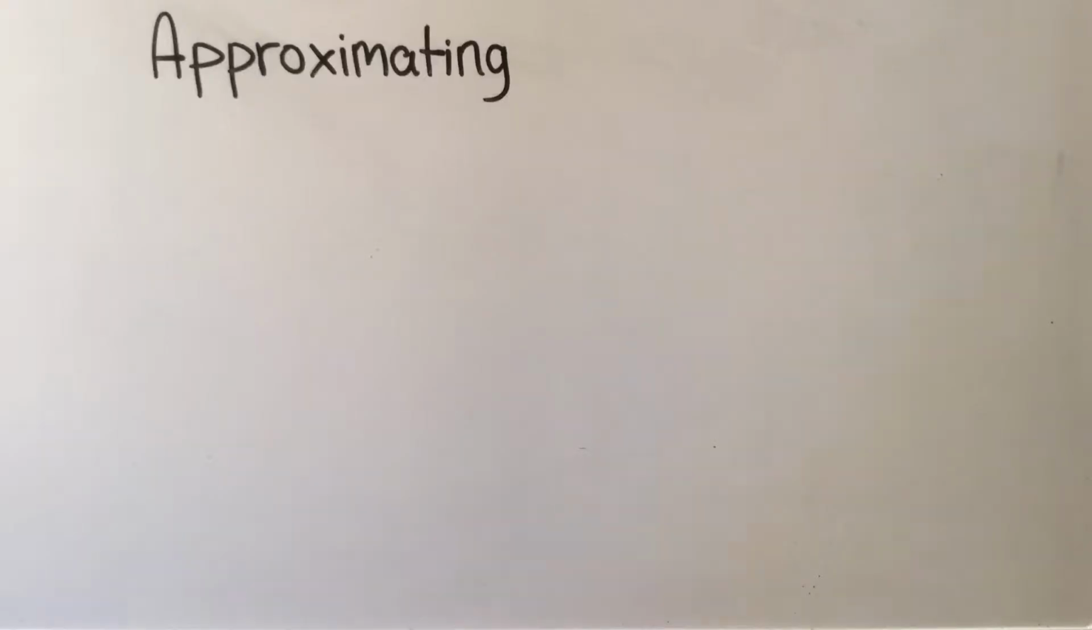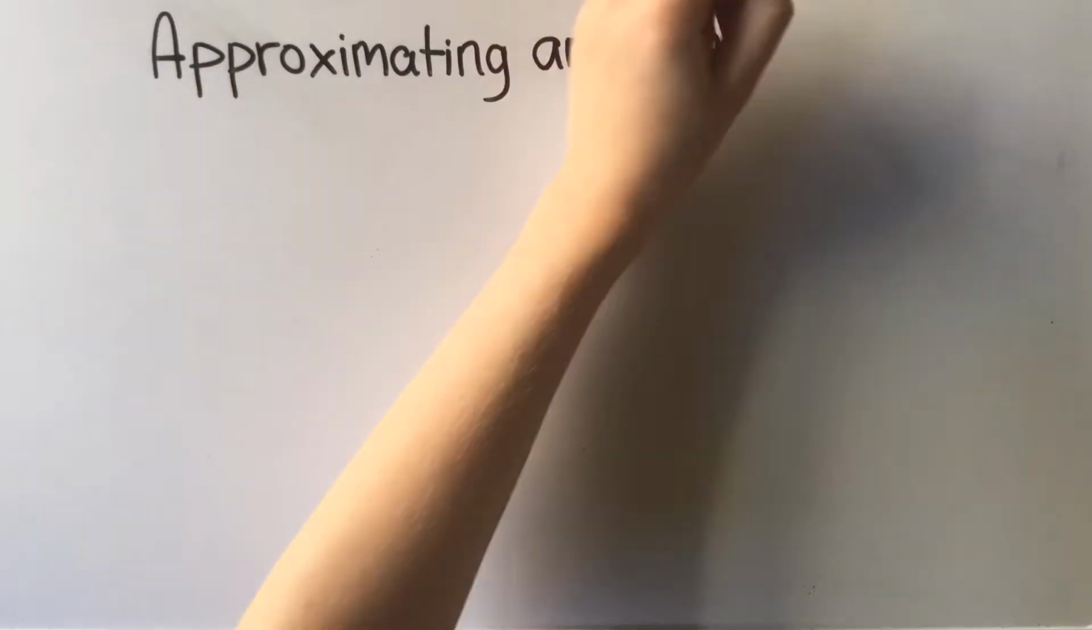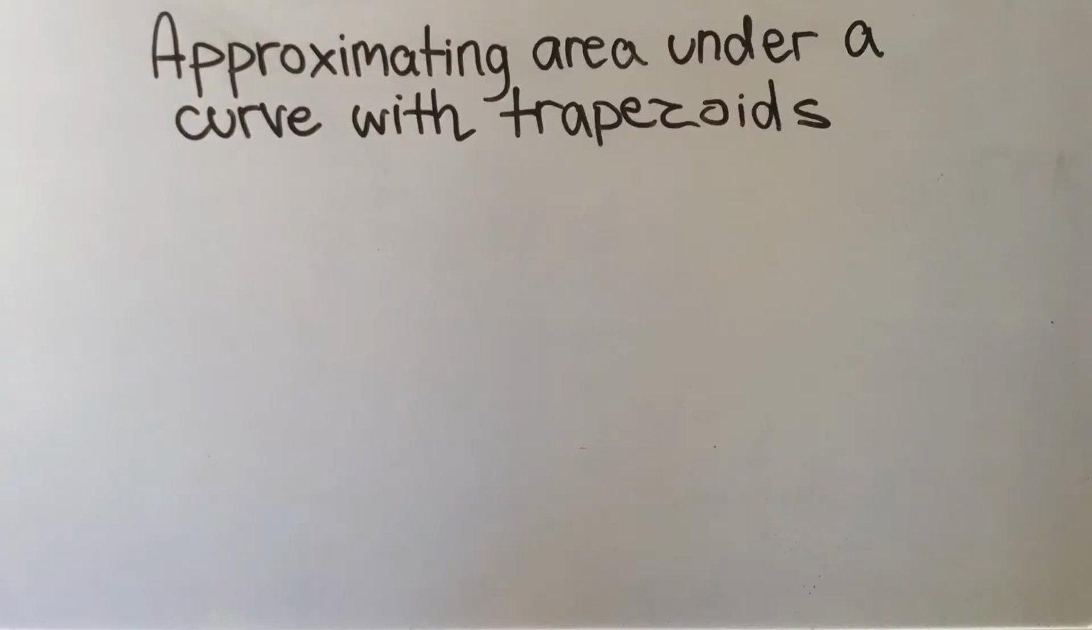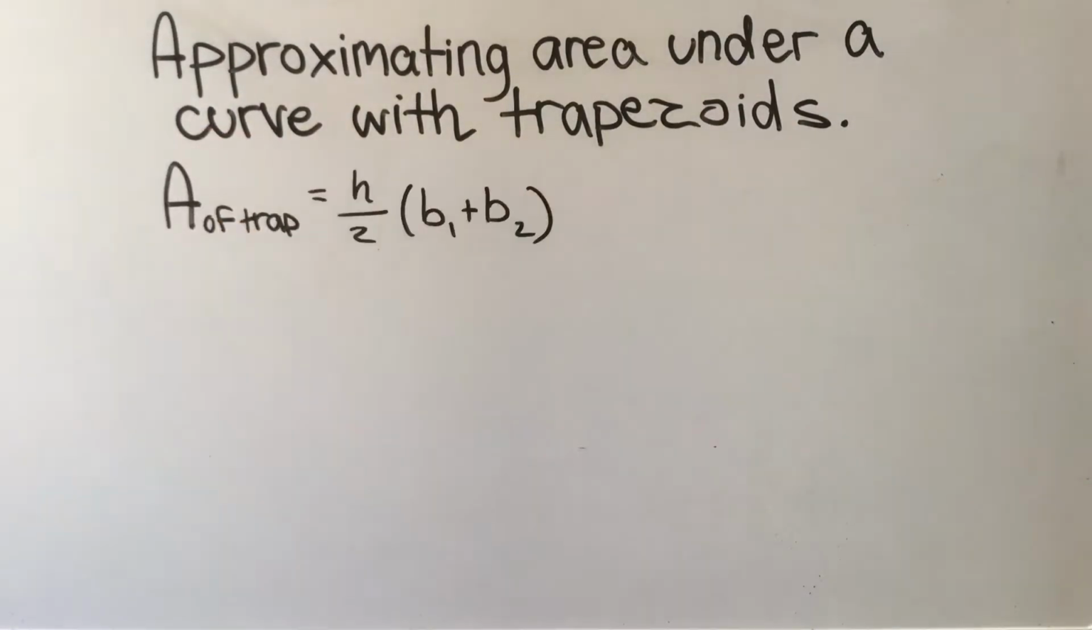Alright, approximating area under a curve with trapezoids. Whoa, we're changing things up here. Yes, trapezoids are a thing. So, the first thing to keep in mind is the area of a trapezoid is different. And the areas are what we will be eventually summing together to get this. So we need to know the area of a trapezoid. And it's 1/2 times the height times base 1 plus base 2.